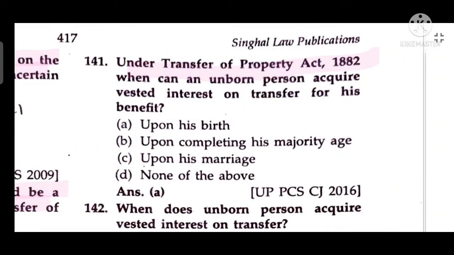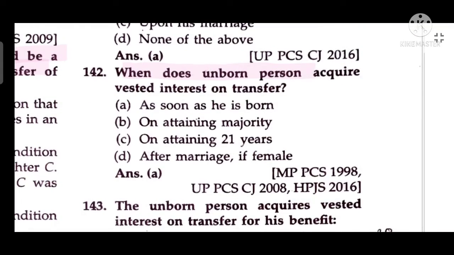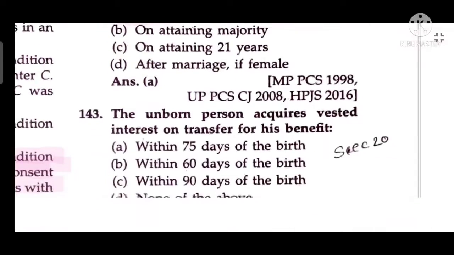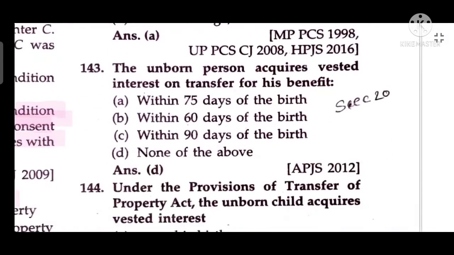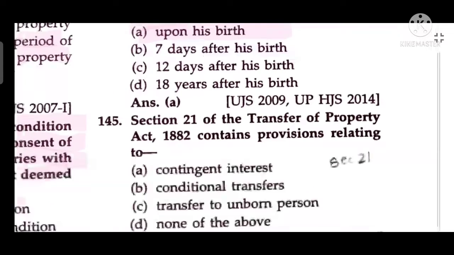Under the Transfer of Property Act 1882, when can an unborn person acquire a vested interest on the transfer for his benefit? Upon his birth. When does the unborn person acquire the vested interest on transfer? As soon as he is born. Under the provisions of transfer of property, the unborn child acquires the vested interest upon his birth.